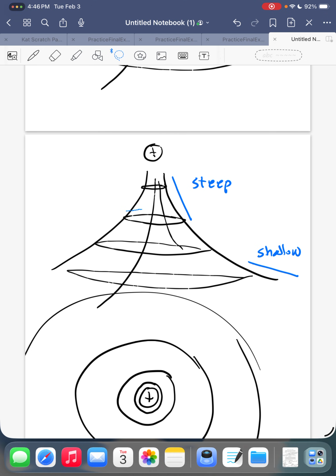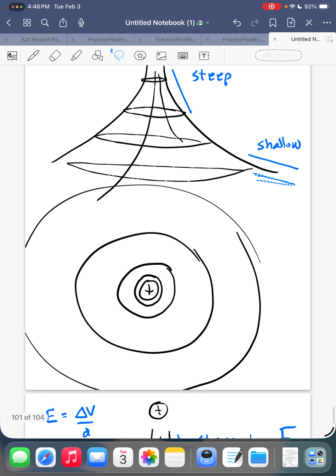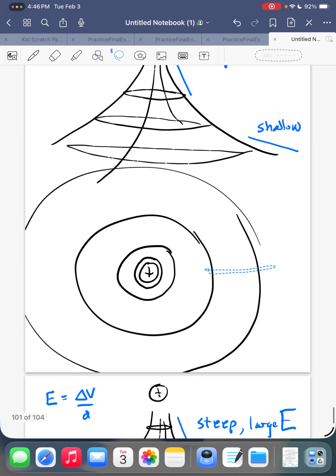Whereas if you go down further out in this 1 over r potential, then what you get is something that's very shallow. Now, this idea of a steep change in height, where you change a lot in potential over a very short distance, versus you change a little bit in potential over a longer distance, should capture the intuition behind what the E field strength is. So for a point charge, you have a lot of change close to this charge, and then as you go further out, it's not as much change.